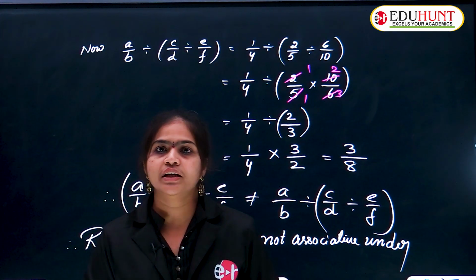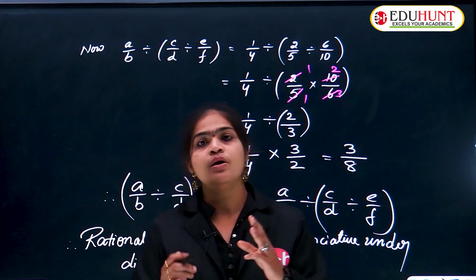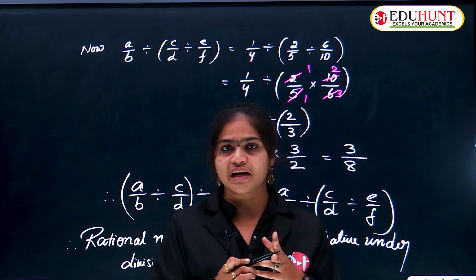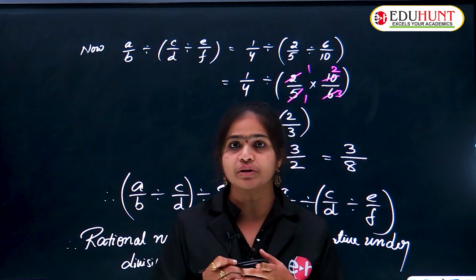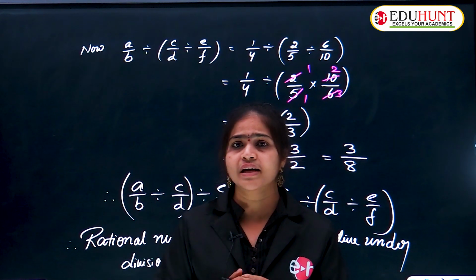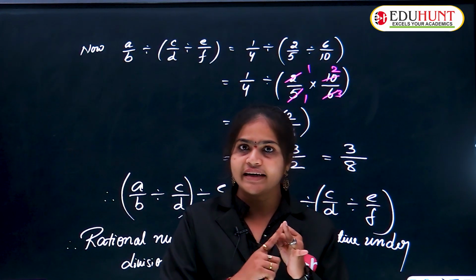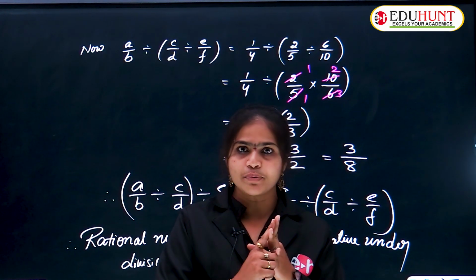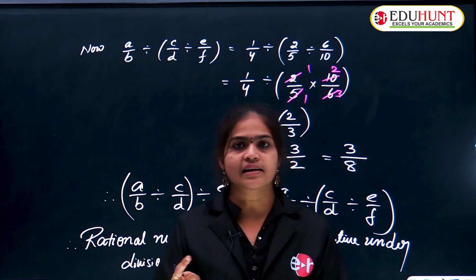So children, up to here we discussed 3 types of properties. First closure completed, next commutative, and in this video we discussed the associative property. And still we have some other properties. What are those, ma? Distributive property, identity properties and inverse properties. These all we will discuss in the next video.